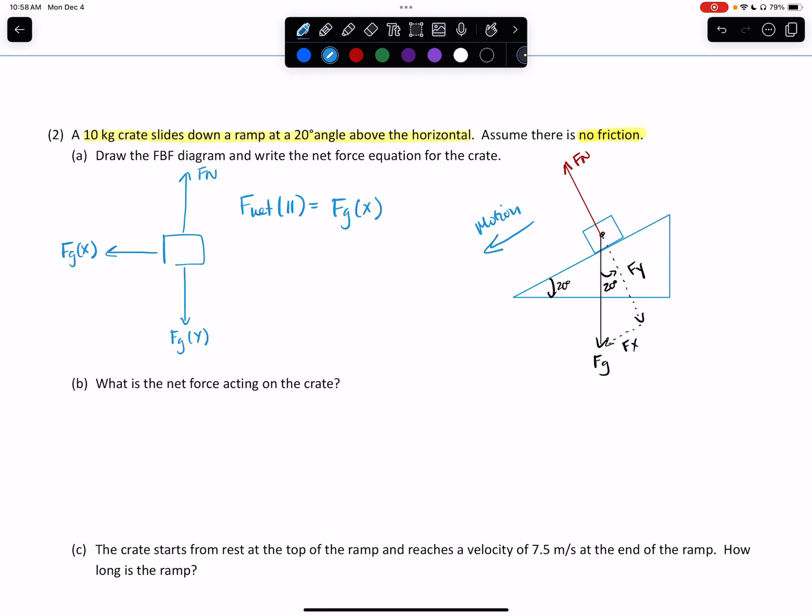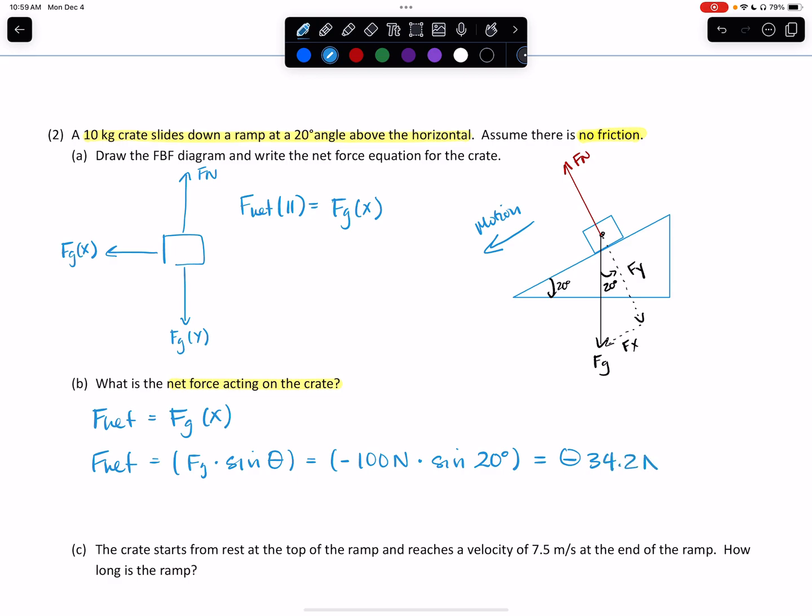All right, so let's talk about that value, the net force acting on the crate. So we said it's equal to that gravitational piece in the x direction. So that means F net is going to be equal to Fg times the sine of our angle, which will be a negative 100 newtons, because the crate was 10 kilograms, times the sine of 20 degrees. All right, so our F net for this crate is going to be negative 34.2 newtons. So there's our F net.